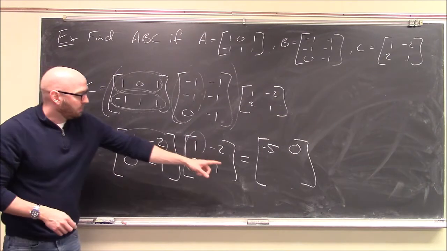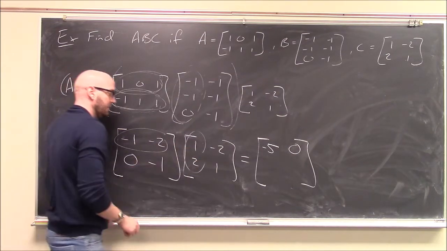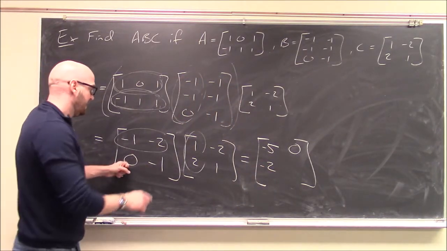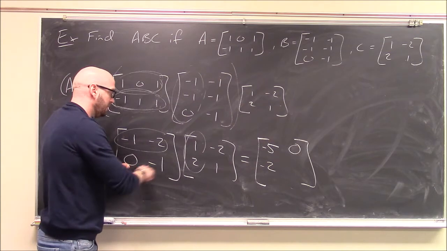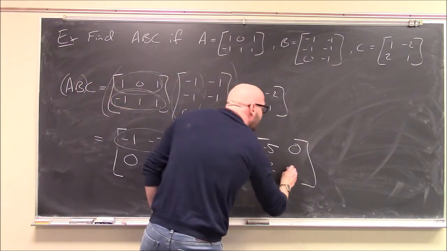Now we're down to row 2 by column 1: 0 times 1 plus minus 1 times 2 is minus 2. And last but not least, row 2 by column 2: 0 times minus 2 is 0, plus minus 1 times 1 is minus 1.